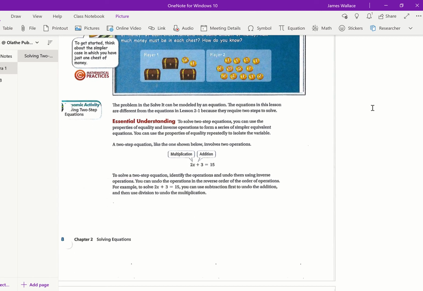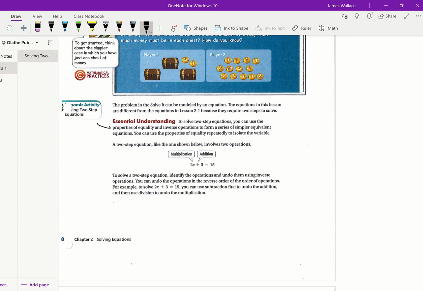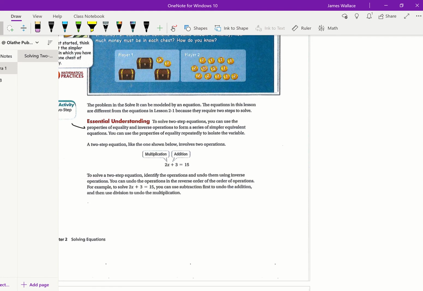We're going to go ahead and look at this essential understanding right here first. It says to solve two-step equations, you can use the properties of equality and inverse operations to form a series of simpler equivalent equations. You can use the properties of equality repeatedly to isolate the variable. That's pretty wordy.